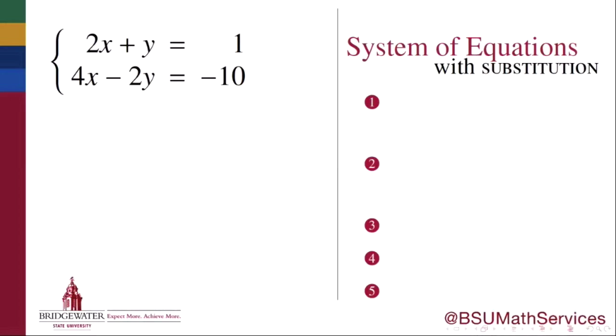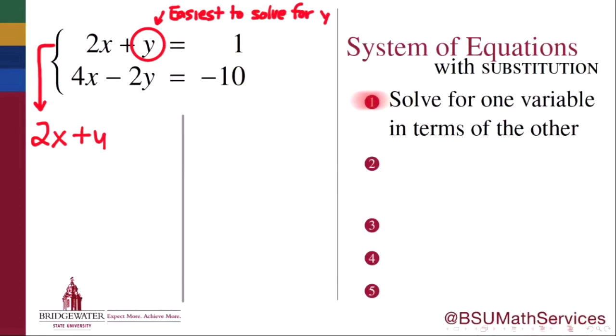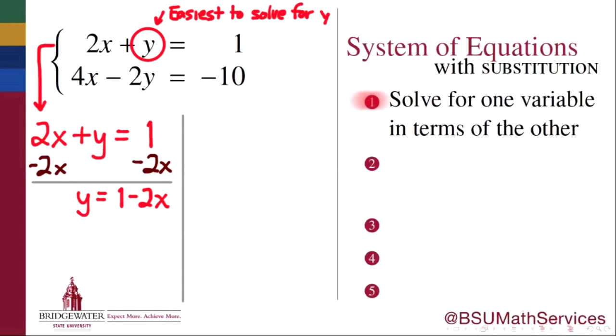To get started, we'll single out one of these equations to solve for one of its variables in terms of the other. Here I'm going to single out the y in the first equation merely because it seems to be the simplest variable to isolate by itself in either of the two equations. Solving the first equation for y in terms of x requires only subtracting 2x on both sides of the equation, showing that y is equal to 1 minus 2x.